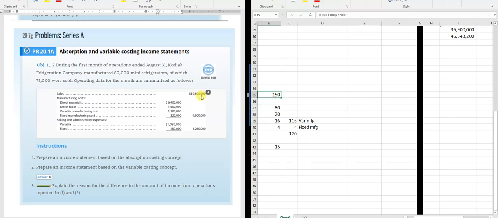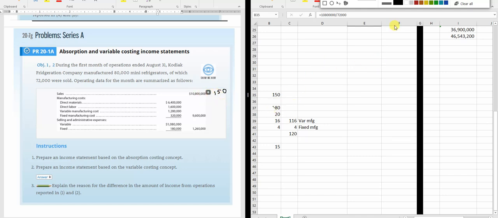I'm going to get per unit cost. So up here, I know that my 10,800,000 is sales, so I'm going to divide by the 72,000 sold. That's that 150. So that's 150 over here. Okay. Honestly, we could just use that, but I'm just doing it for all.